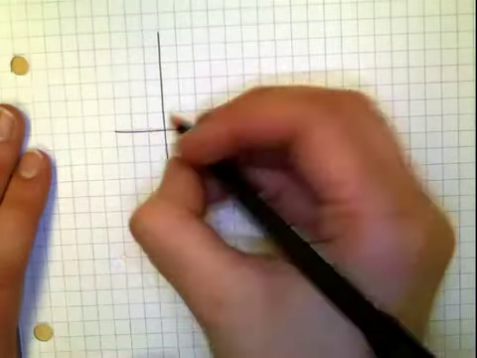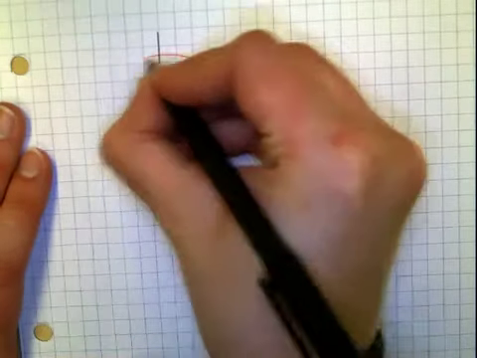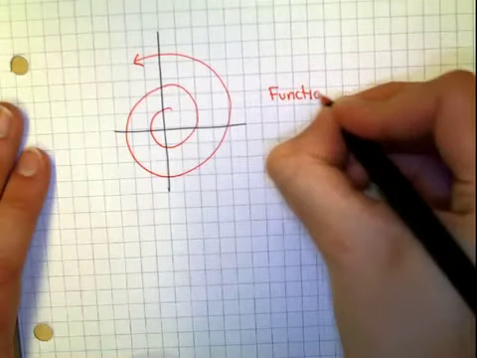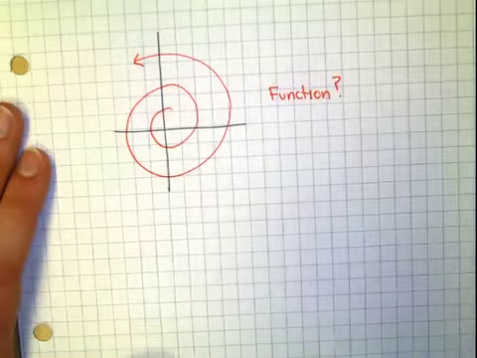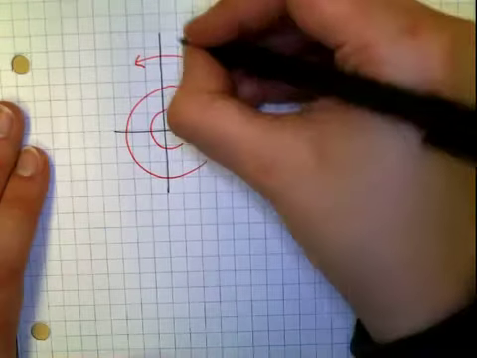So for this last part, I'm going to make up a few graphs here and show you some different things. Like, let's say I have a graph. This would be a wild graph. This would be crazy. It's a spiral. And I ask you, is this graph a function? I would quickly say no.